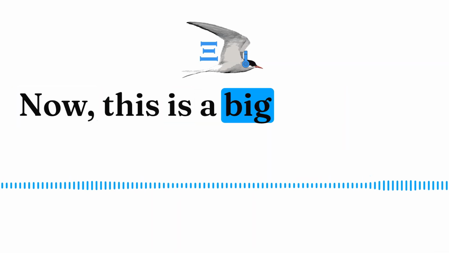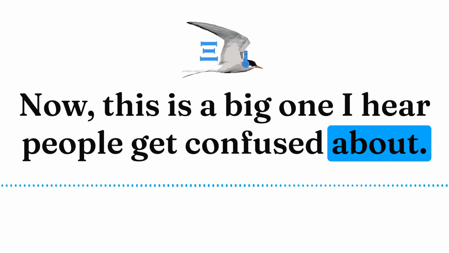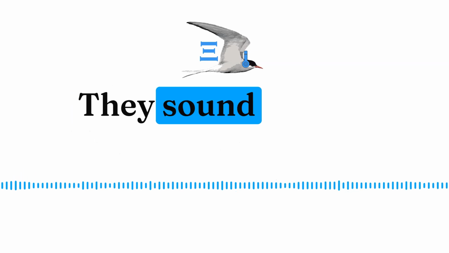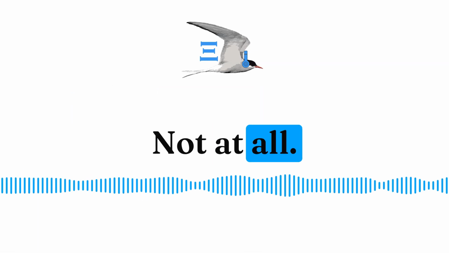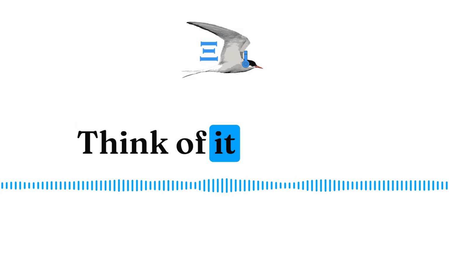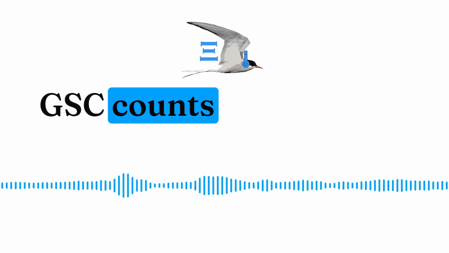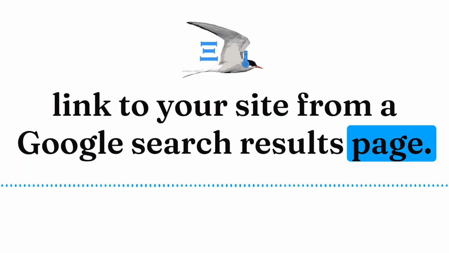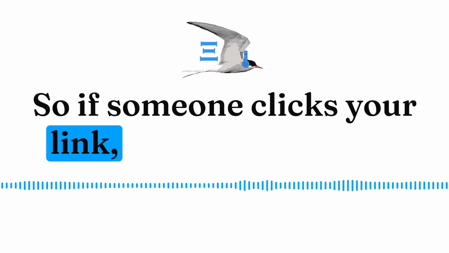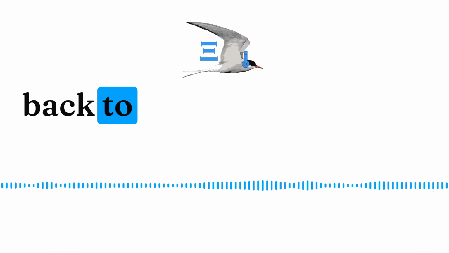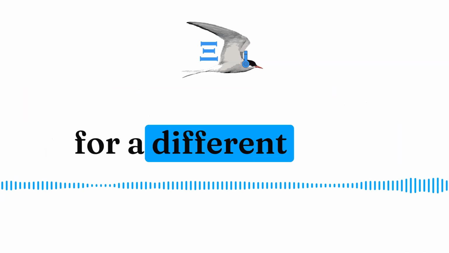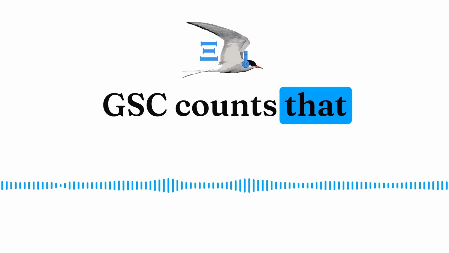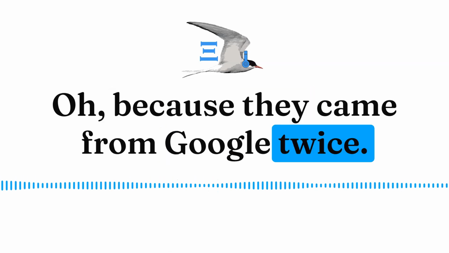Right. Now, this is a big one I hear people get confused about. Clicks versus sessions. They sound similar but aren't, right? Not at all, and it trips people up constantly. Think of it like this. GSC counts a click every time someone clicks a link to your site from a Google search results page. Okay. So if someone clicks your link, browses a bit, hits back to Google, then clicks your link again, maybe for a different page, GSC counts that as 2 clicks. Because they came from Google twice?